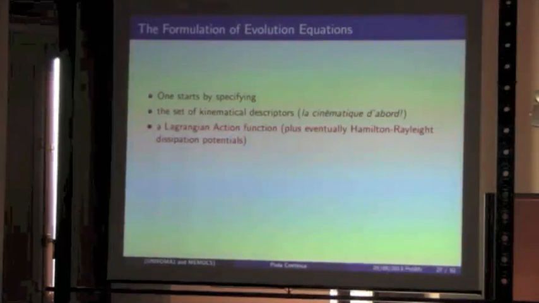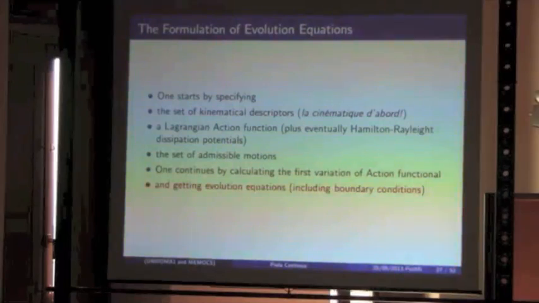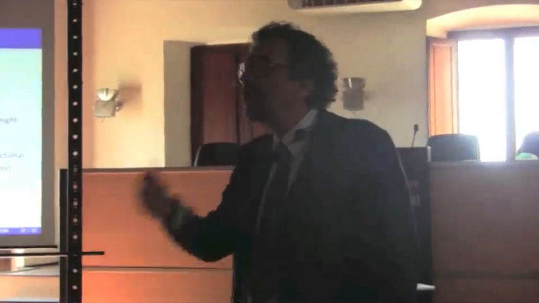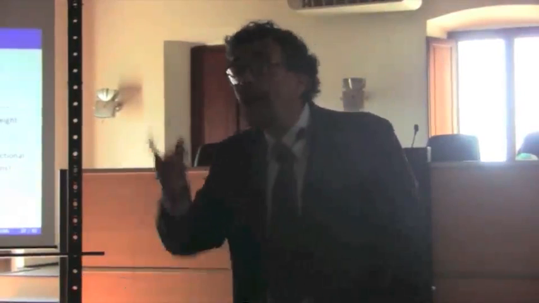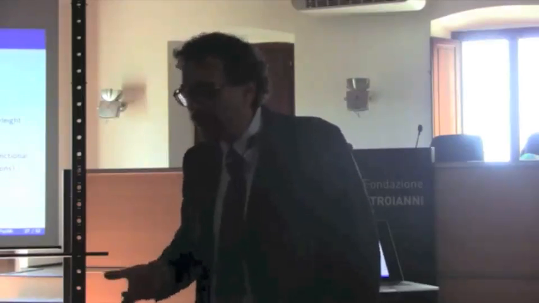La cinématique d'abord. You start with kinematical descriptors. Then you introduce the Lagrangian action function. Eventually, you add the Hamilton-Rayleigh dissipation potential. For the set of admissible motions, you calculate the first variation of the action functional, and you get the evolution equations, including boundary conditions. People using the Truesdellian approach are in trouble. They always cannot find boundary conditions, and what they ask me all the time is where to find them. Integration by parts gives you natural boundary conditions.